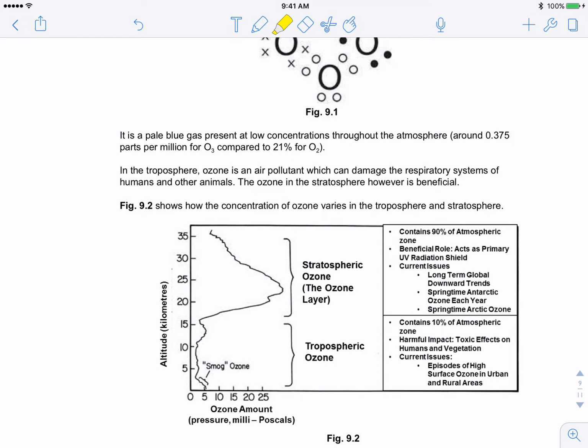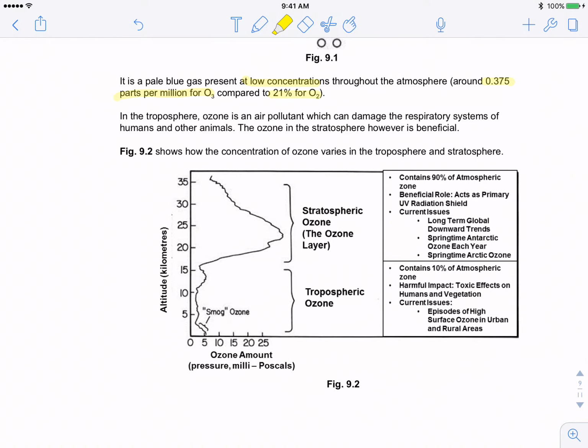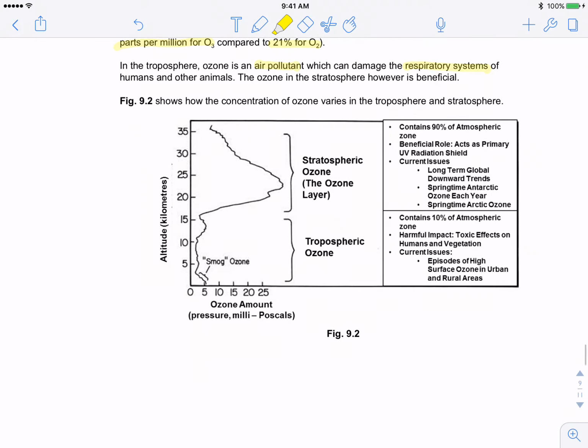Don't think too much first. It's a pale blue gas at low concentration, in parts per million compared to oxygen. It's an air pollutant and damages the respiratory system. To have ozone in the stratosphere is good though. Why? It acts as a primary UV radiation shield.